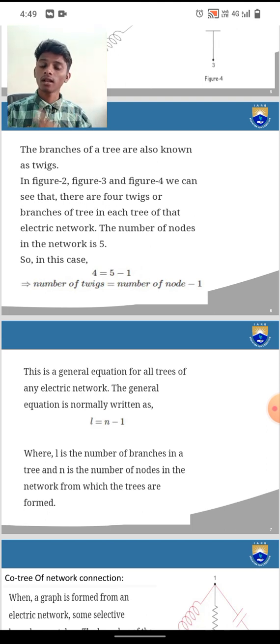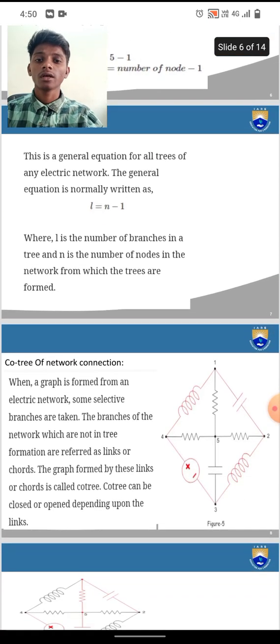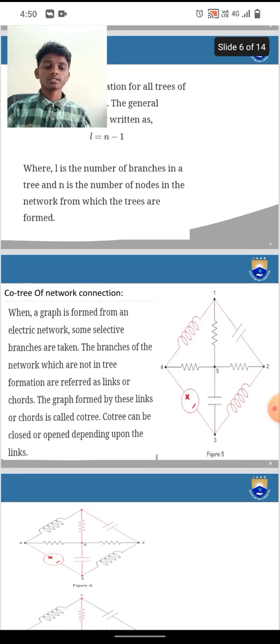The general equation is normally written as L = N minus 1, where L is the number of branches in the tree and N is the number of nodes in the network from which the tree is formed. This is the tree definition, and now let me explain the co-tree of a network connection.